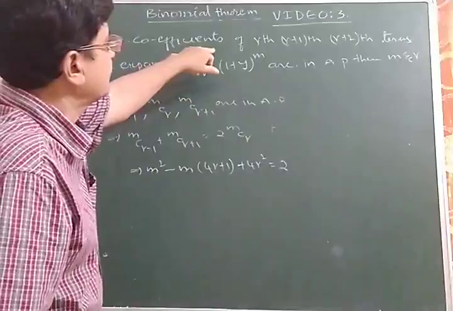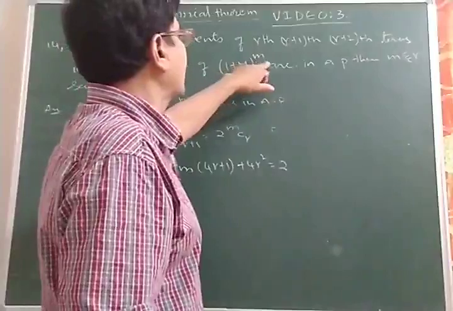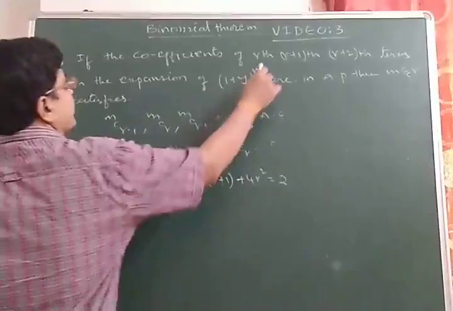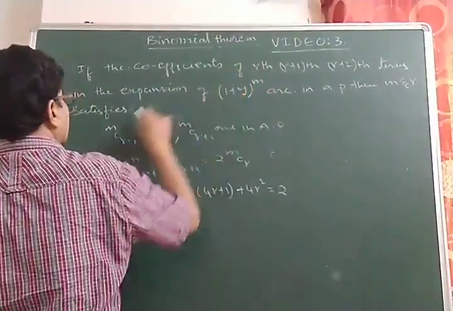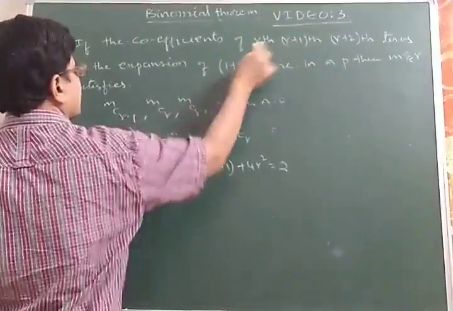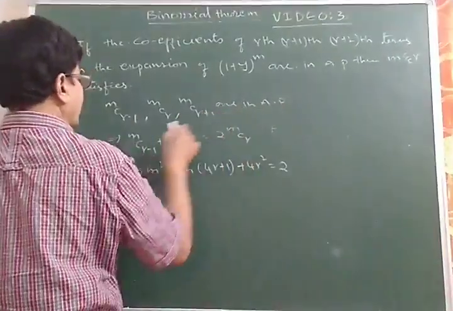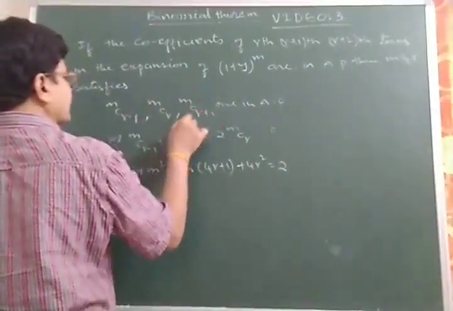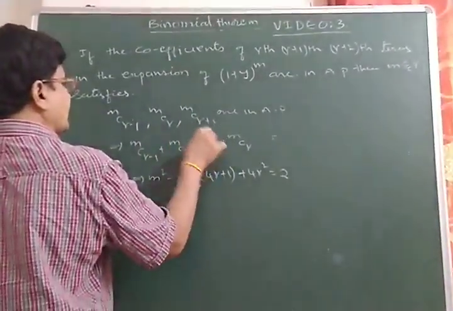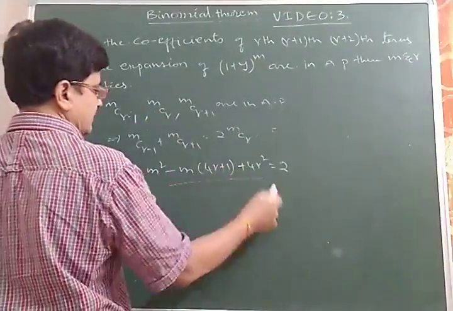If the coefficients of r plus 1 plus 2 terms in the expansion of (1 + y)^m are in AP, then m and r satisfy the relation. 3 terms are in AP, that is the rth term mCr−1, the (r+1)th term mCr, and the (r+2)th term mCr+1 are in AP. So that implies A plus C is equal to 2B. mCr−1 plus mCr+1 is equal to 2 into mCr. If it is simplified, we get it.